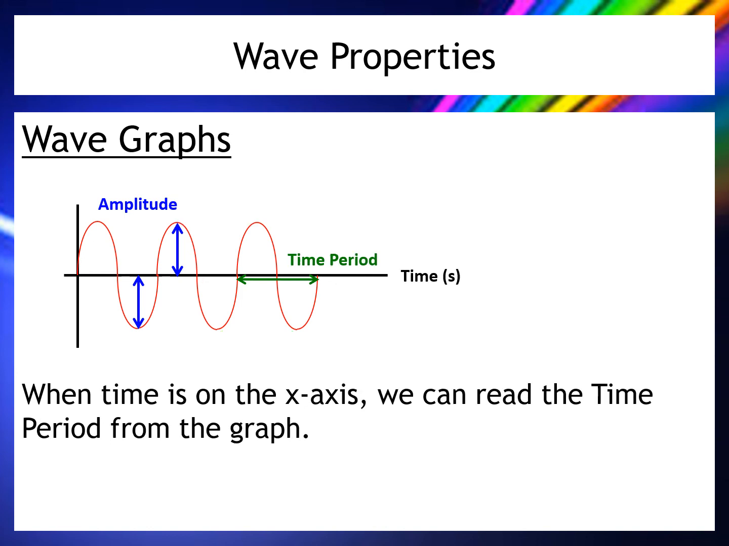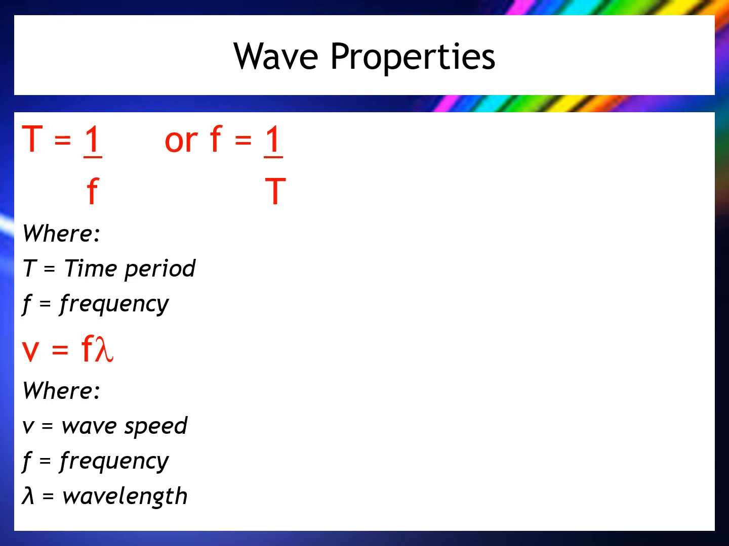The second type of graph can have time along the x-axis. Now, amplitude is still measured exactly the same way because it's the maximum displacement from the zero line. Here, instead of wavelength, we're getting time period, because the time it takes for one wave to pass or one oscillation to happen is called the time period. So whenever we're looking at wave graphs, we just need to check whether we've got distance or time on that x-axis.